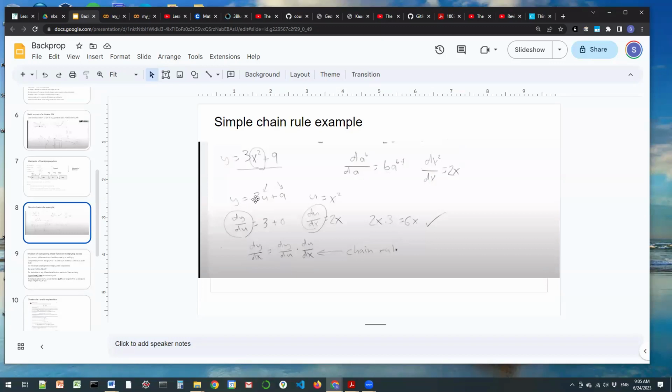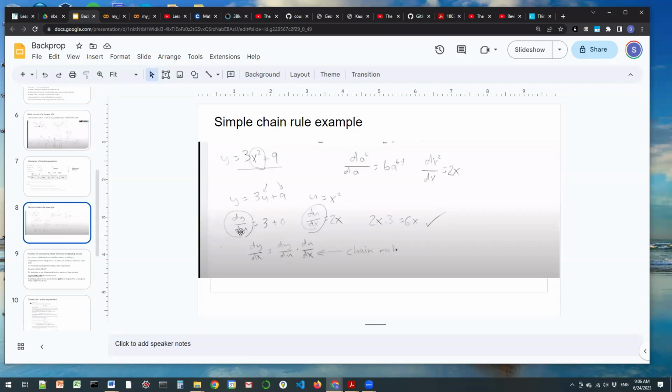So what we do is first we rewrite it as y is 3u plus 9. And then we write u is x squared. Now, how do we get back to dy by dx? The way we do that is, again, this is a very trivial example of composition of function, right? Y as a function of u is a function of x. So dy by dx is our goal.